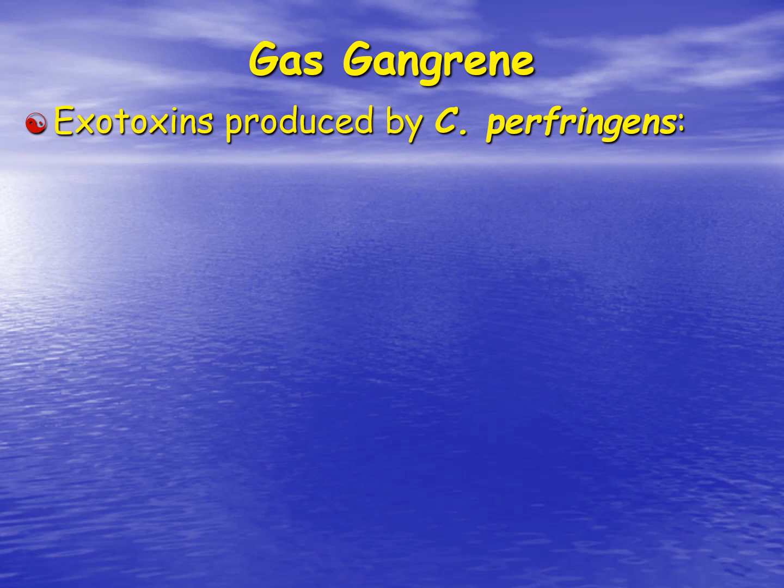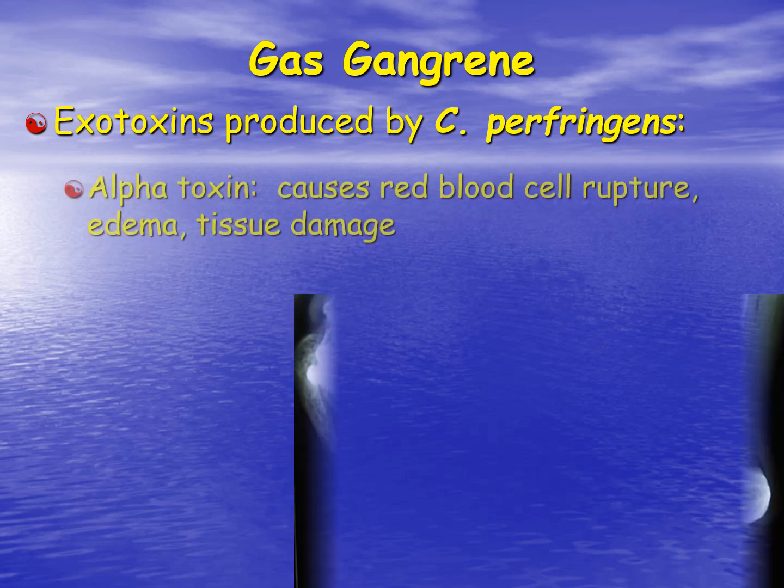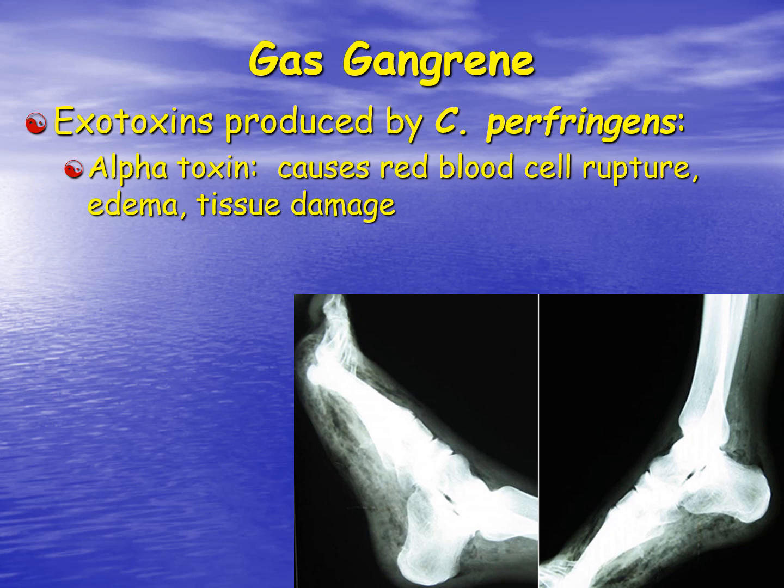The exotoxins produced by C. perfringens include the alpha toxin that can lead to rupture of the red blood cells, edema, and tissue damage. And if you notice here in this radiograph, you'll see these dark areas within the subcutaneous tissues, and those little dark areas are actually gas that has been produced by the metabolism of Clostridium perfringens.